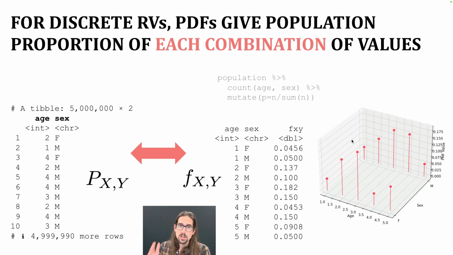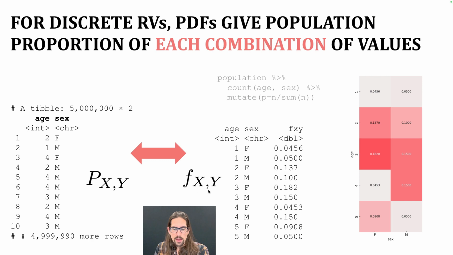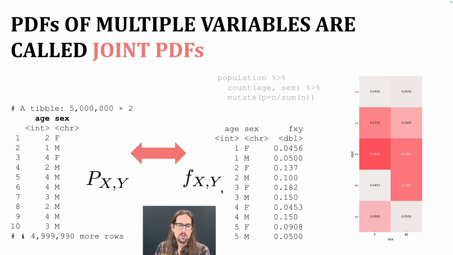But if you had enough facets, you could plot such a thing. It's still a function in the sense that if you give me the values of the random variables, I can tell you what the probability is of finding that combination in the population. So that is the joint density, or a joint probability density function, PDF.